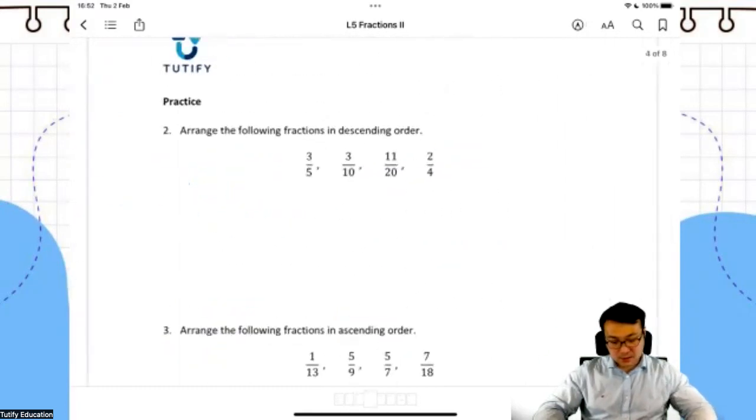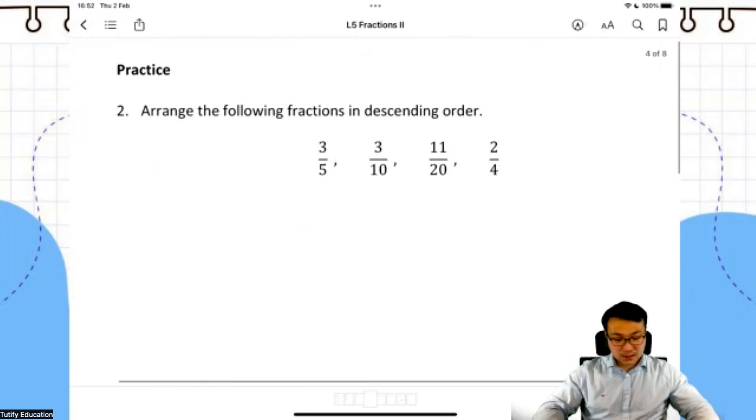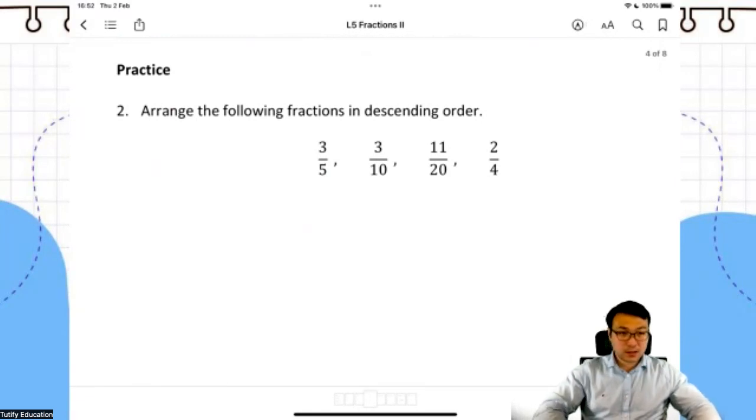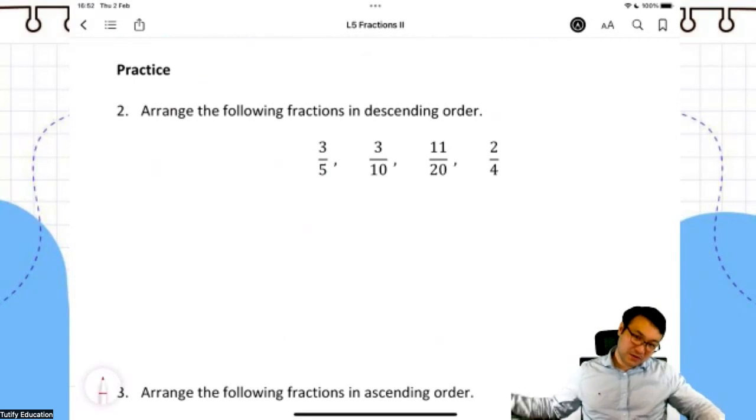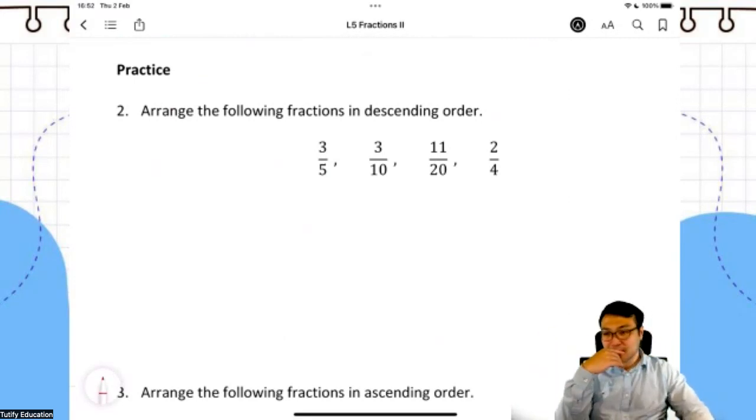Okay, so now we are trying to learn how to spot which fraction is bigger than other fractions, right? So we are going to compare them to see who is bigger. But we have a problem, you know. They say arrange them in descending. Oh, sorry.